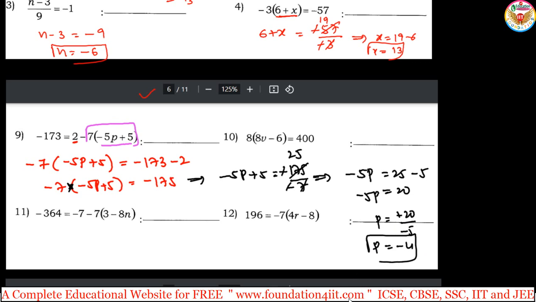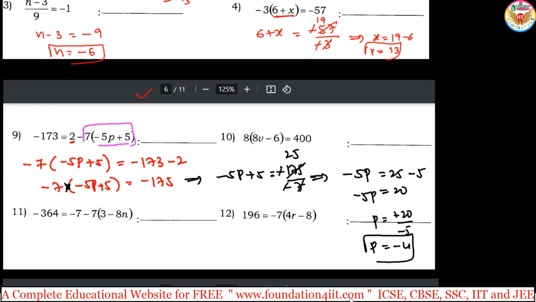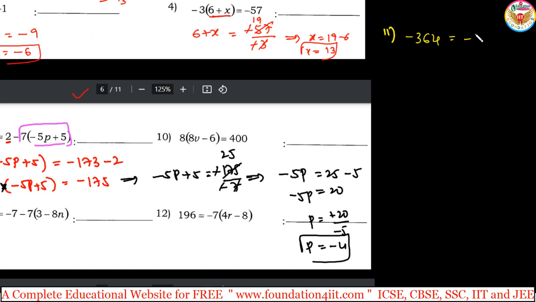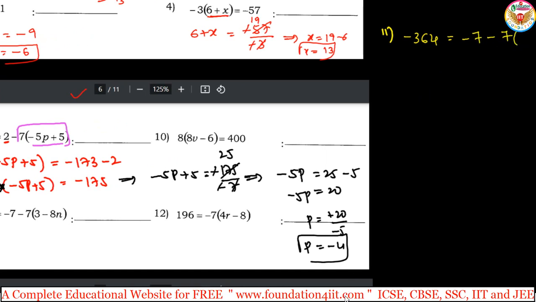Okay, I just wrote it all together. Let me take one question and write it stepwise so you don't get confused. Let me take the 11th question. What is the question here? Minus 364 is equal to minus 7 times (3 minus 8n).